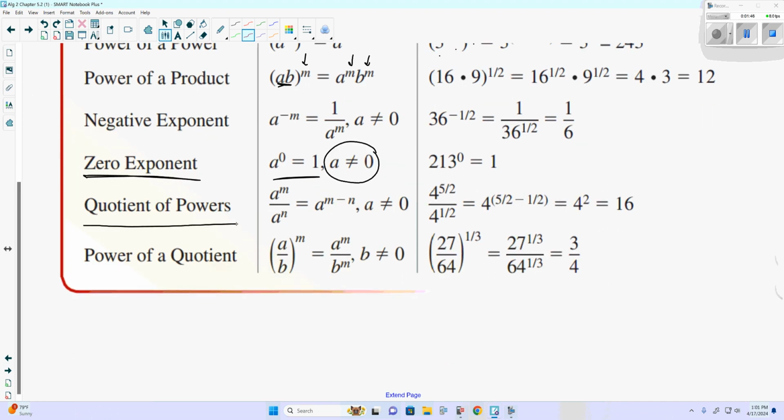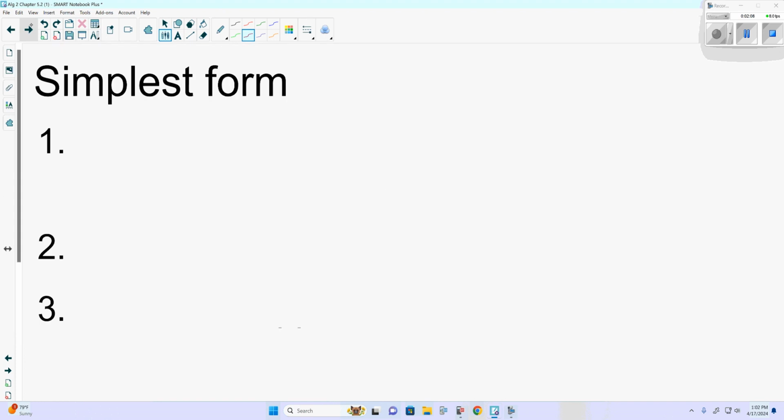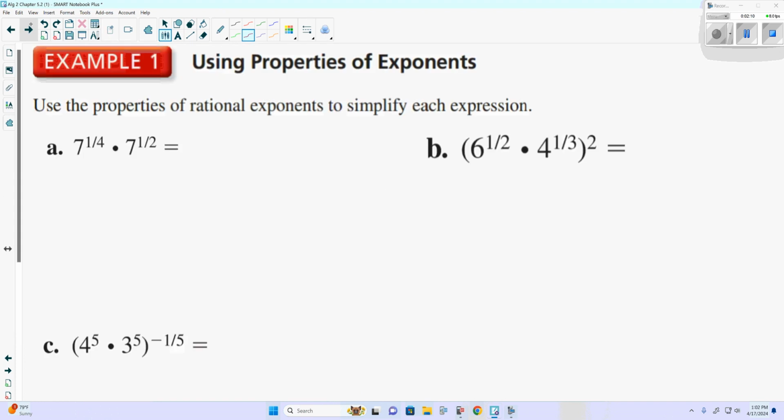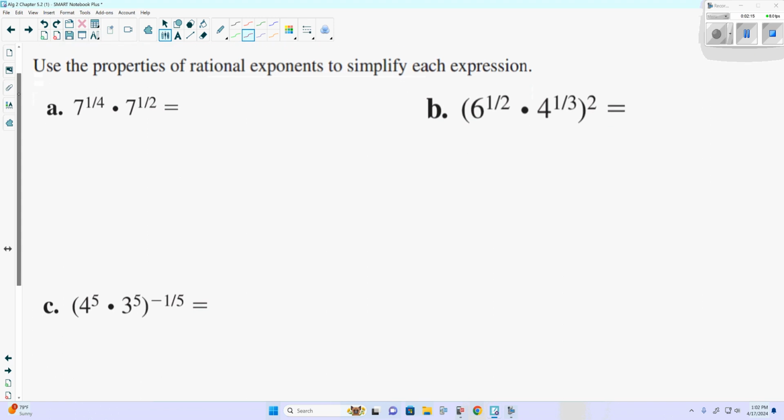Our quotient of powers. If we divide like bases, we subtract the exponents. And power of a quotient, if we have two things being divided to a power, we can apply that power to the top and bottom. So these are just our properties of exponents, and we've seen these in some way, shape, or form over the last few years. Now, we're not going to worry too much about simplest form at this point, because that will come into play more tomorrow. But we want to simplify these terms.